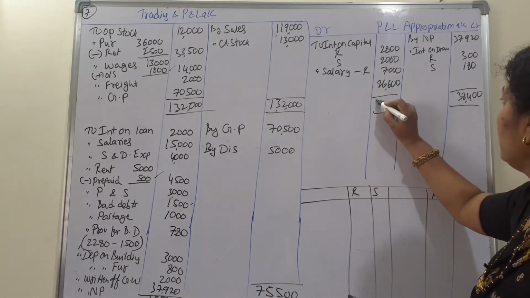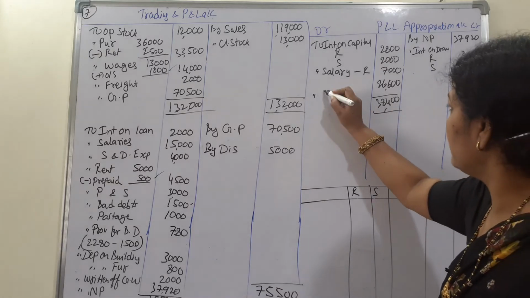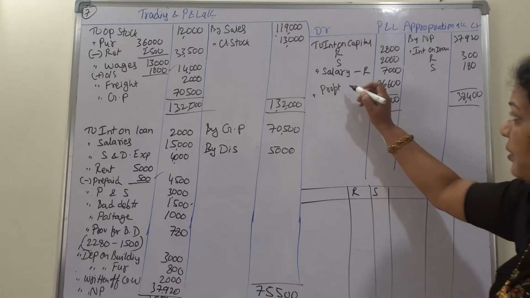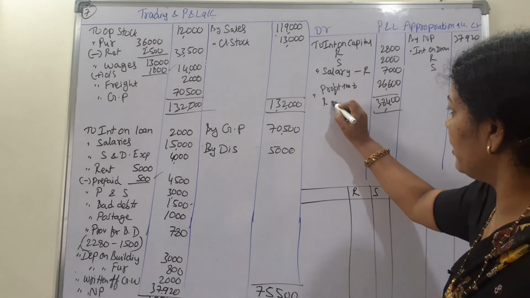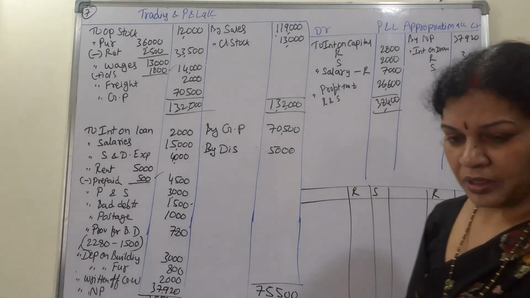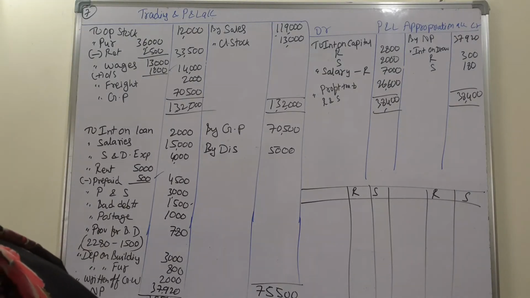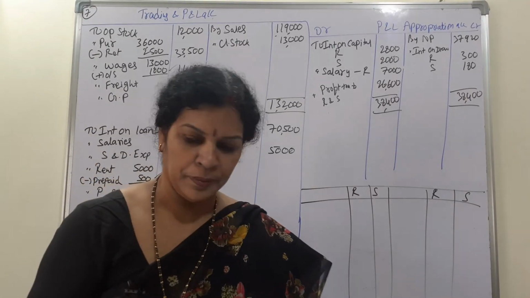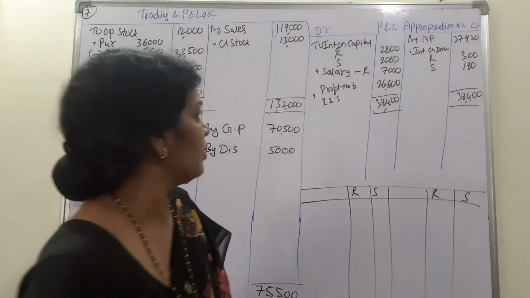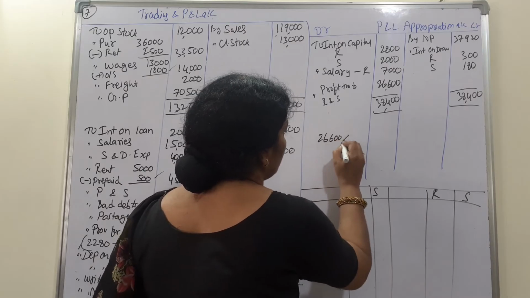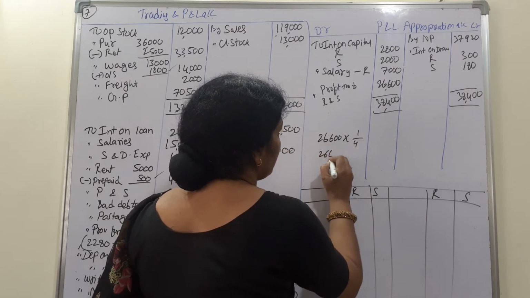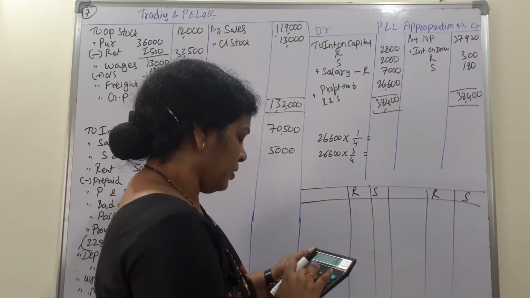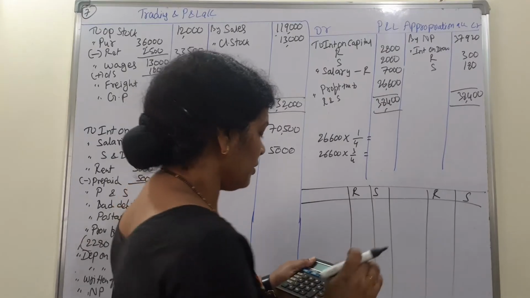26,600. In which ratio they are sharing? We'll see. According to that, we'll divide the profit, or you can say the profit and loss, transferred to Ramesh and Suresh. Which ratio they are sharing, we'll see in the problem. Ramesh and Suresh profit ratio is 1:3. So 1:3 ratio. One is to three means 1/4, 3/4. 26,600 divided by 4. It is 6,650.